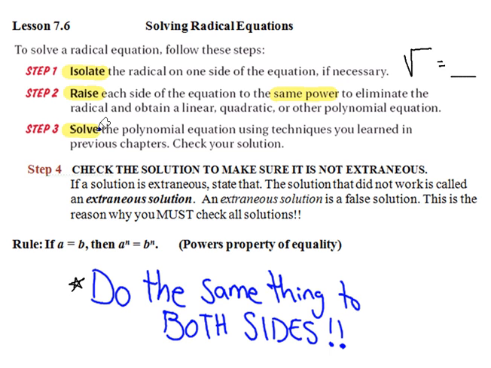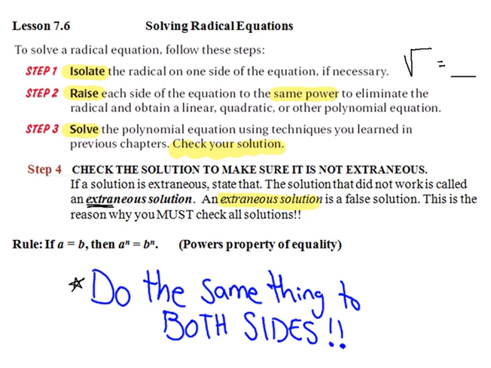So we need to solve, but we also need to check our solution because there's this thing called an extraneous solution that we can get. It's a false solution, so we have to check all of our answers. So check the solution, make sure it's not extraneous. I always look at this and think, what's the first part of this word extraneous? Because we don't use that word very often. Yes, it is extra. So it's like an extra answer that we get that's not correct, or that does not make the equation true.